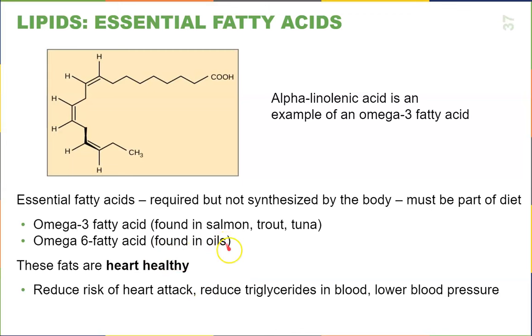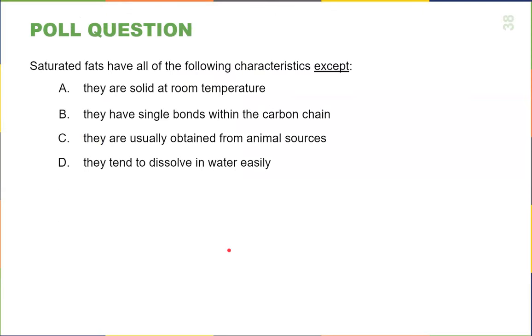Omega-6 fatty acids are found in oils, so if you cook your fish in some oil, then you're doing double duty. All right, so poll question. Saturated fats have all the following characteristics except what? That is letter D. They tend to dissolve in water easily. So remember our first couple slides about lipids, they are hydrophobic. So they do not like water, which means that they are not going to dissolve in water either.